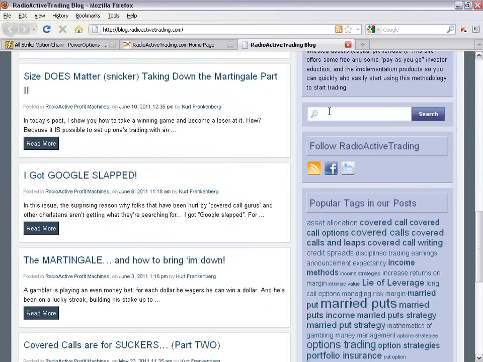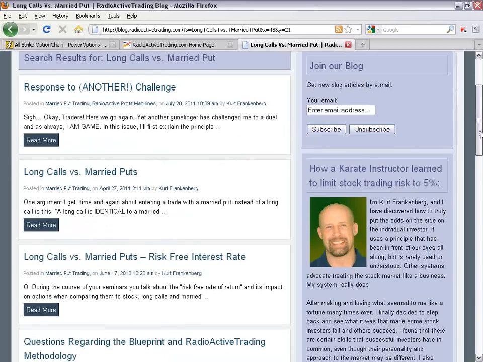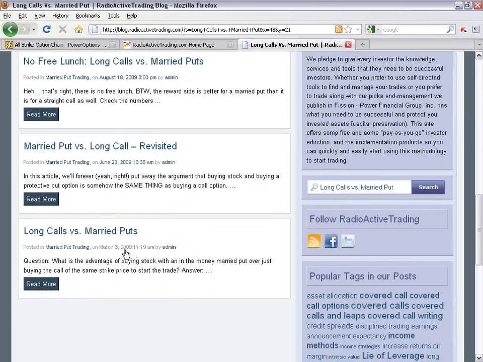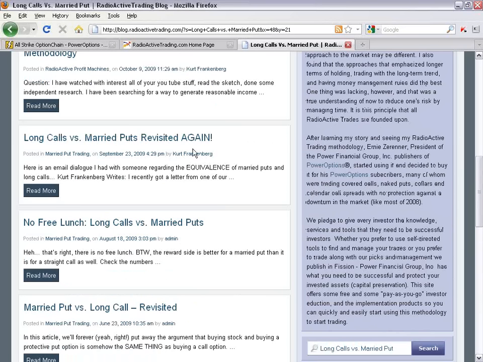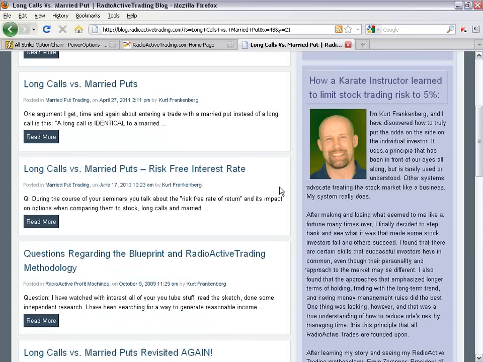and then run a search for long calls versus married puts. When you run that basic search, you're going to have about 5 or 6 articles where Kurt goes through his discussions over time. This one goes back to 2009. Long calls versus married puts, married put long call revisited, no free lunch, revisited again, and so forth. There are several other ones here, and he talks about the risk-free interest rate and the Black-Scholes calculation.